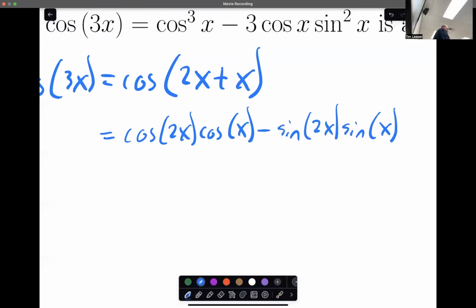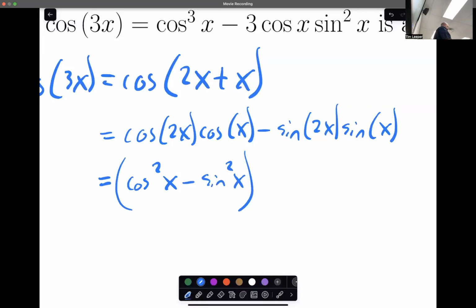Now, cosine of 2x. Well, we have 3 different possibilities. Cosine squared minus sine squared, 2 cosine squared minus 1, and 1 minus 2 sine squared. Honestly, you're just going to have to start choosing and see which one works. I'm going to go ahead and begin with the cosine squared minus sine squared, for no other reason than I have no better idea. So cosine of 2x is cosine squared of x minus sine squared of x.